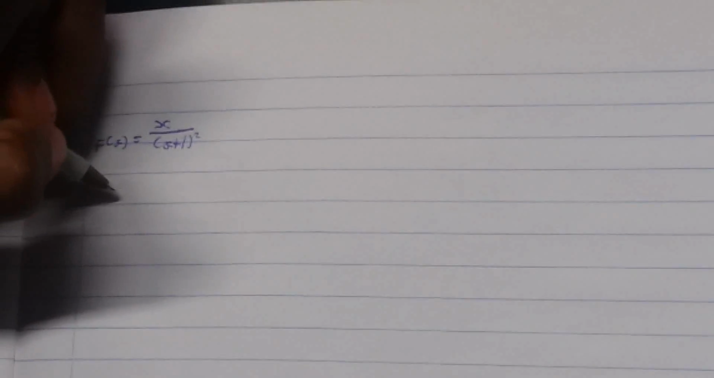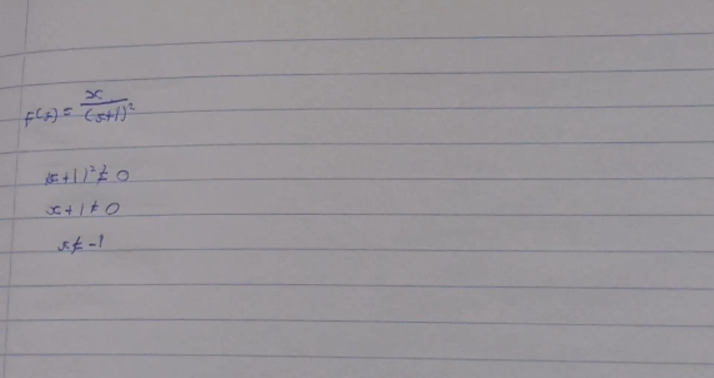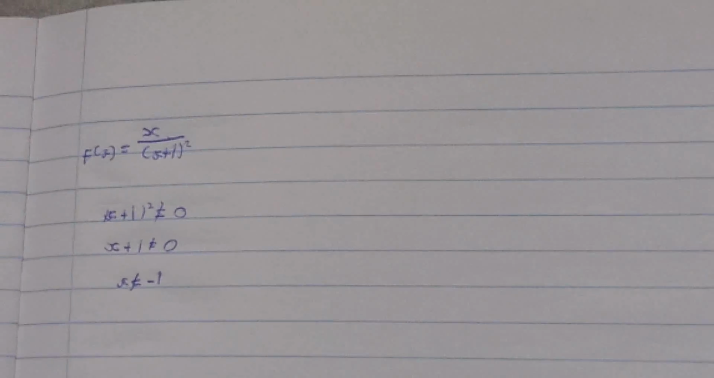To find the vertical asymptote, we simply equate the denominator to 0. We find that x cannot be equal to -1, so therefore -1 is the vertical asymptote. The next thing that we need to do is find the maximum minimum function for this graph.